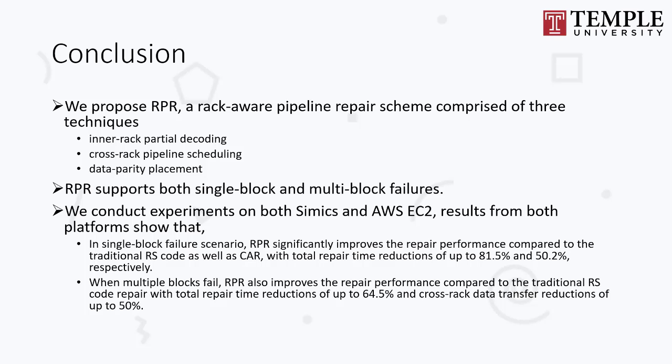So in conclusion, we propose RPR, a rack-aware pipeline repair scheme comprised of three techniques: inner-rack partial decoding, cross-rack pipeline scheduling, and data parity placement. RPR supports both single-block and multi-block failures. And we conduct experiments on both CMIX and AWS EC2.